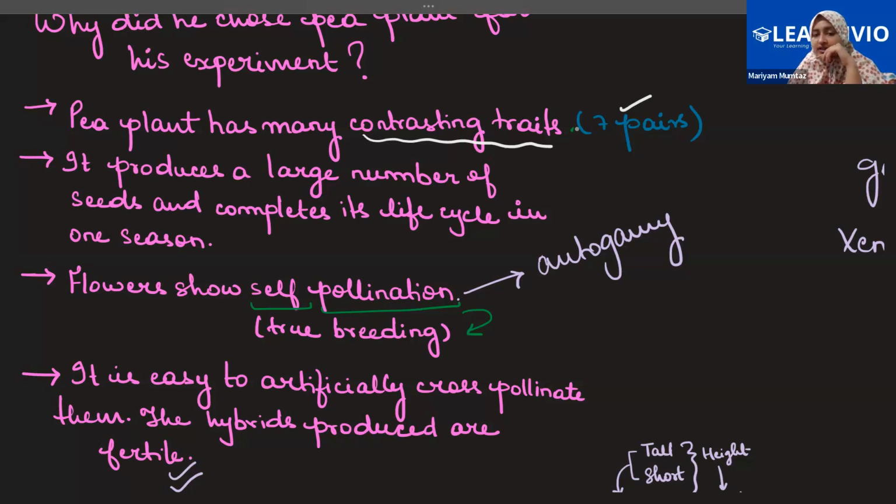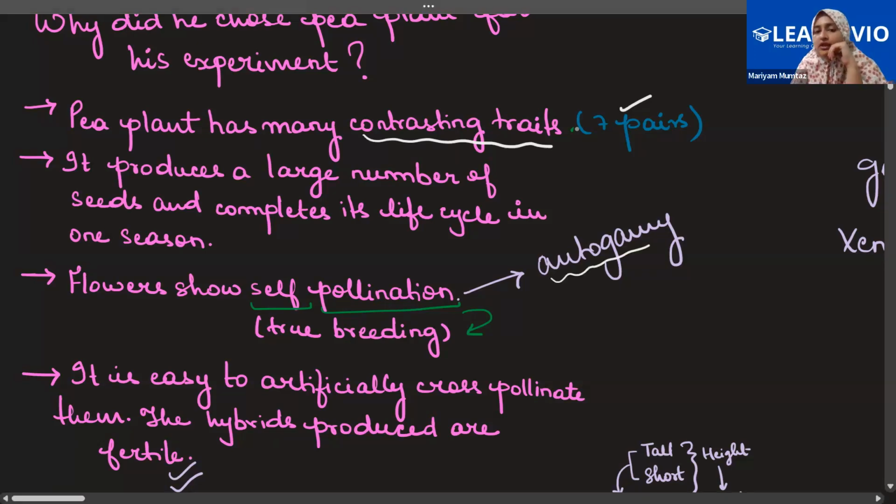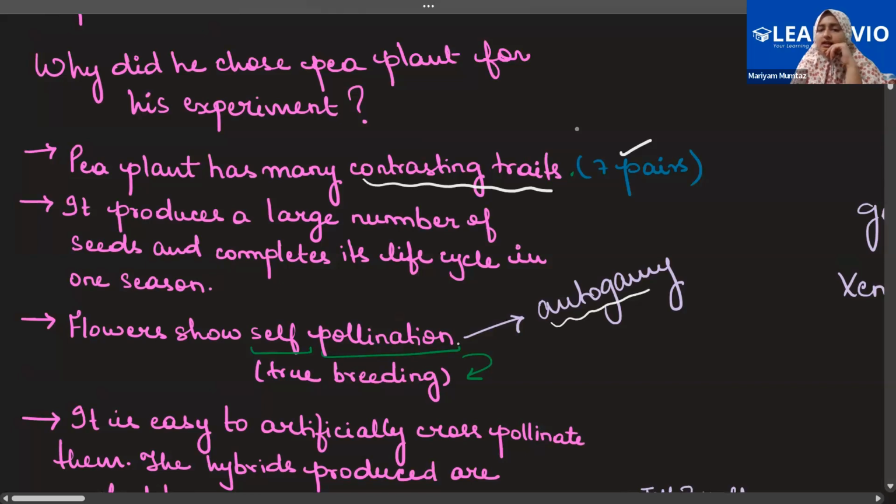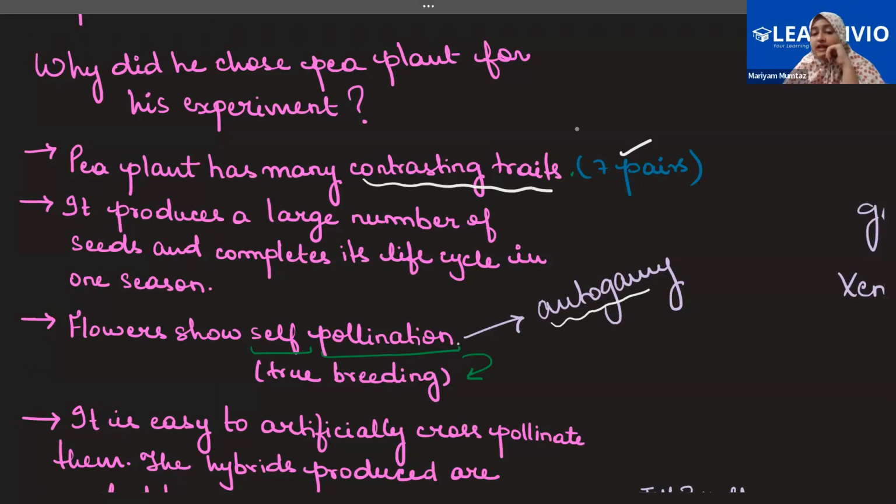Flowers show self-pollination, meaning flowers show autogamy. Okay, do one thing, don't note down anything right now. First you understand, I'll give you time to note down or take down the notes. Also, one more thing I forgot to mention.